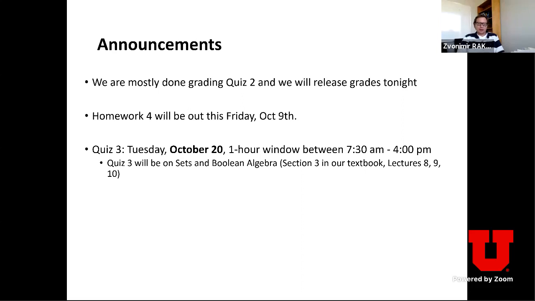And quiz 3 is coming up. So we'll have quiz 3 on Tuesday, October 20th. And as with the first two quizzes, it will be a 1 hour window between 7:30 a.m. and 4 p.m. The material that will be covered on quiz 3 will be on sets and Boolean algebra. So that's section 3 in your textbook, or lectures 8, 9, and 10. That's the only thing that will be on the quiz. Functions and relations will be on quiz 4.